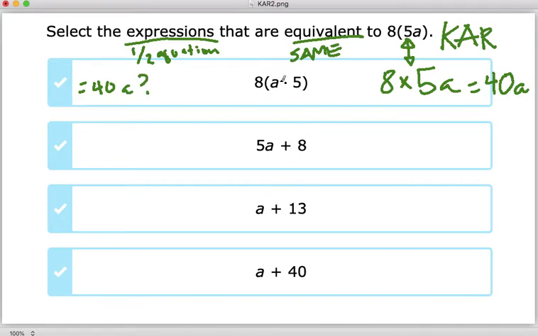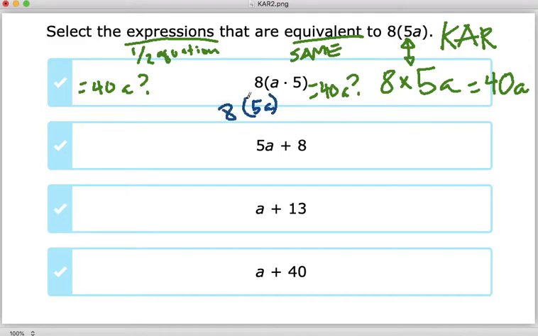Is 8 times a times 5, does that equal 40a? So I'll switch my color here so you can see what we're doing. Let's get this in blue. So there's a couple ways you could do this. I think the first thing is remembering PEMDAS. You take a and you multiply it by 5. So if you have 1a and you multiply it by 5, you end up with 5a inside the parentheses, and then you've got the 8 outside.